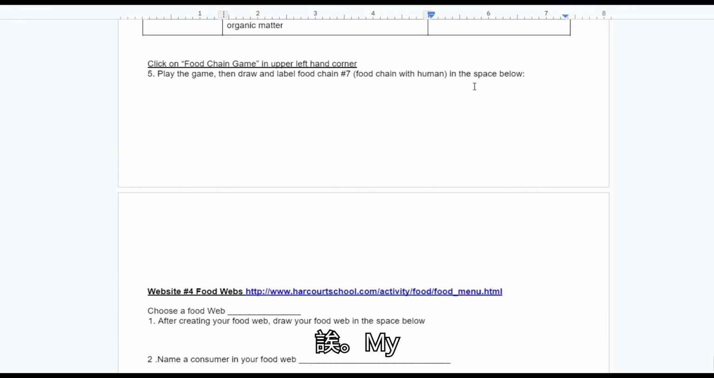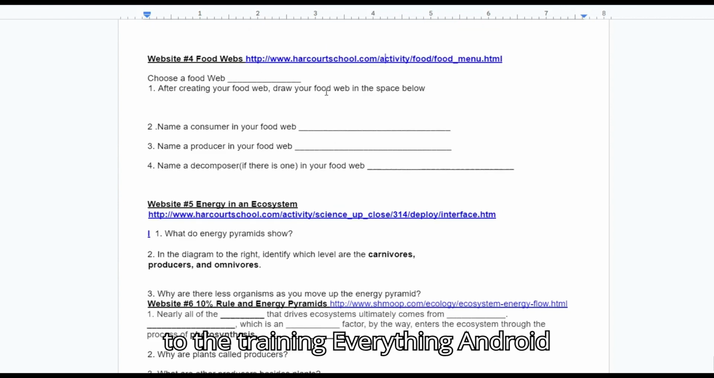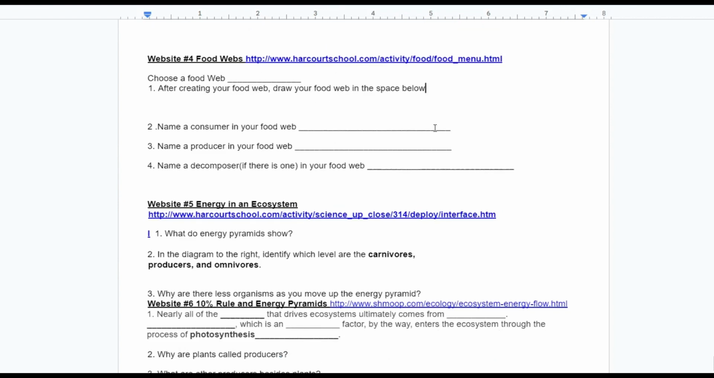Play the game. We're not doing this one. No need, because there is no game. I thought about that when I saw it before. All right. Choose a food web. After creating your food web, draw your food web in the space below. You're actually going to be drawing it.